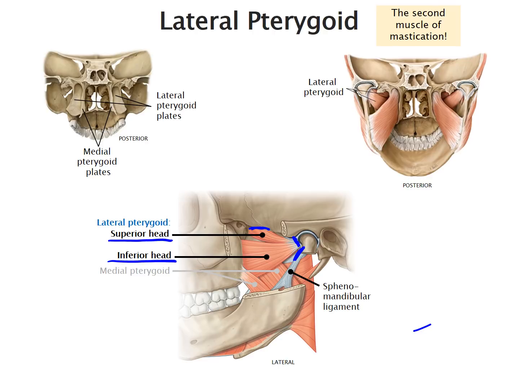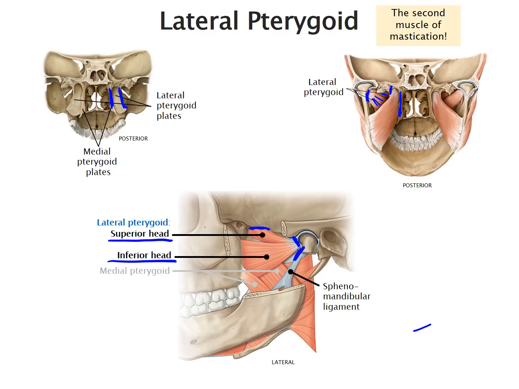If we view this muscle from a posterior perspective, you can see the superior and inferior heads, and notice how the inferior head attaches to the medial neck of the mandible. Also notice from this perspective, there are 2 plates, the medial and lateral pterygoid plates. This is the medial plate here, and here's the lateral plate. In the image to the right, here is the medial pterygoid plate, and here is the lateral pterygoid plate. Therefore, the lateral pterygoid muscle, the inferior head that is, attaches from the lateral aspect of the lateral pterygoid plate to the neck of the mandible.